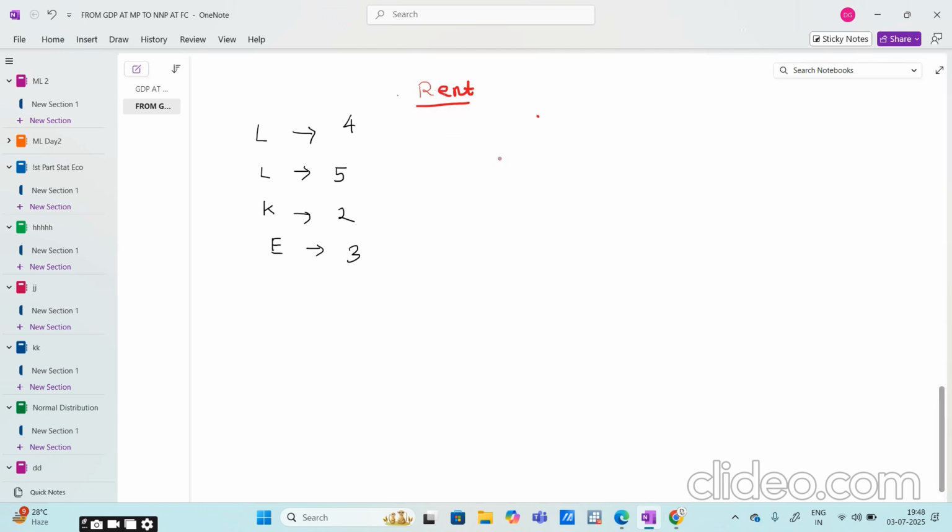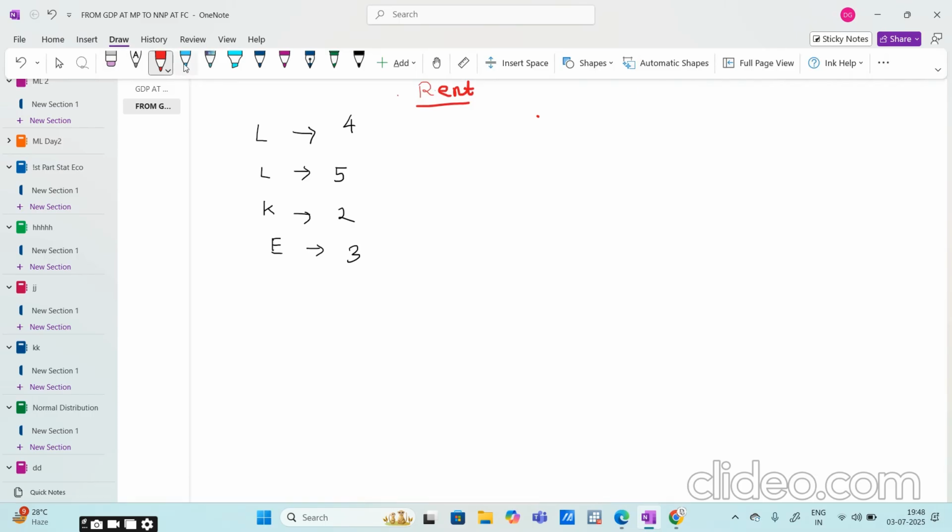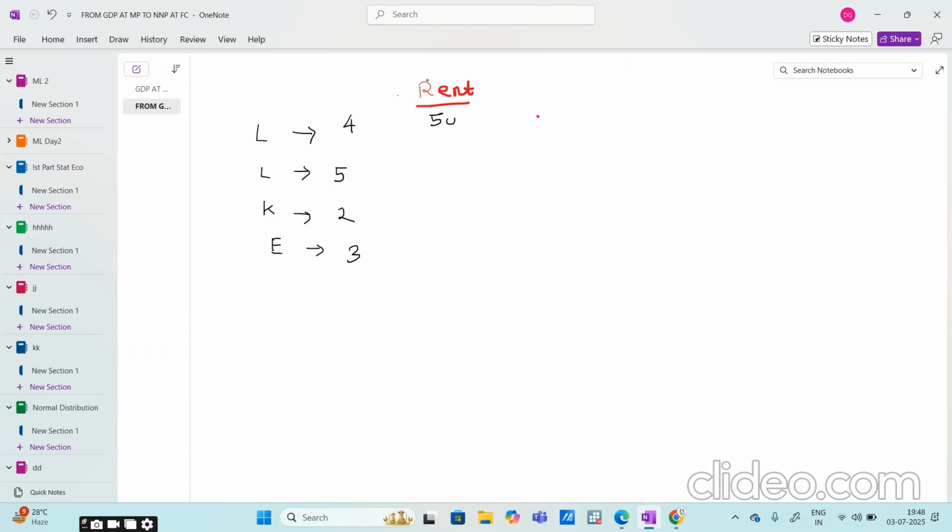okay, let me just delete it. So suppose rent is 50 rupees per land, and the wage of laborers is 100 rupees per laborer, and interest of the capital per machine or per capital is suppose 25 rupees, and profit of the entrepreneurs is suppose 100 rupees.